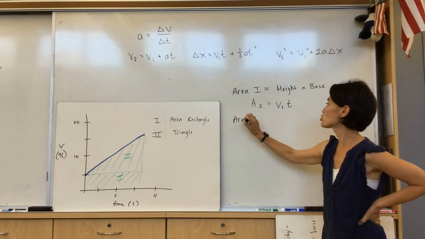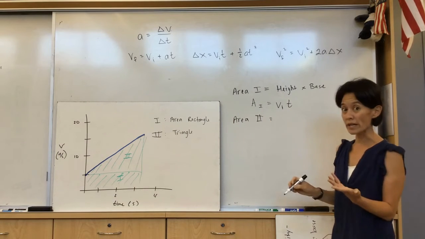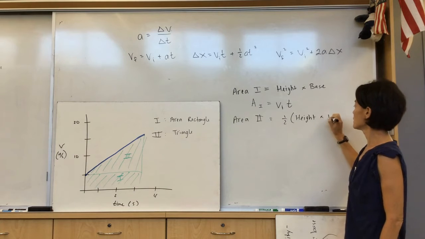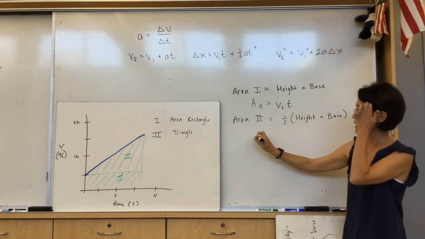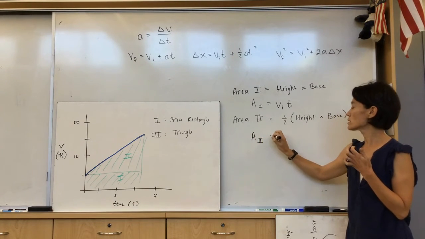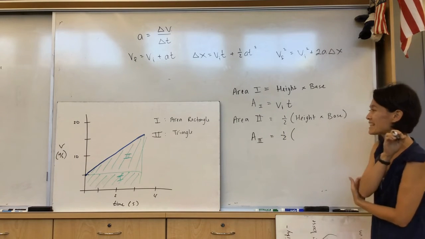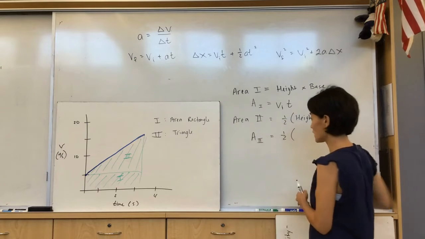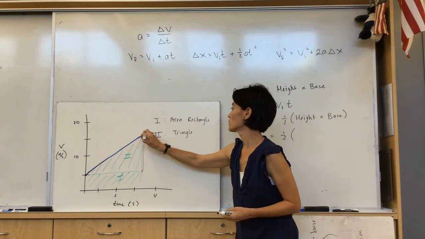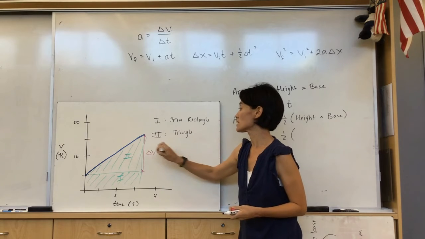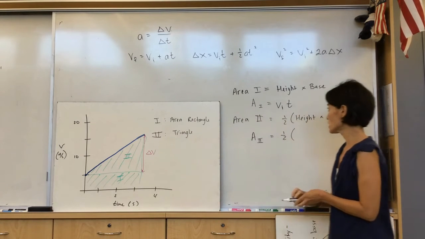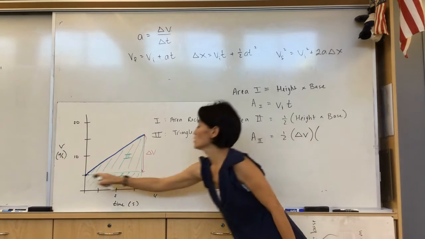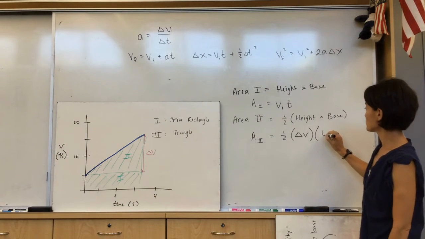For my area 2, it's a triangle. The area of a triangle is 1/2 height times the base. So my area 2 is going to be 1/2 my height. The height is just the height of this triangle, going from here to here, which is a difference in velocity, a change in velocity, times my base, which is my time there.